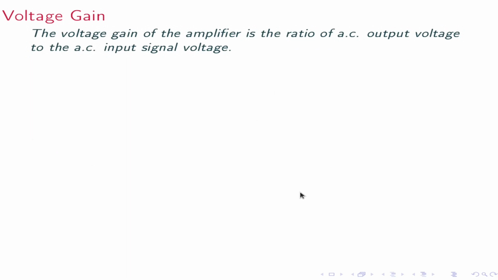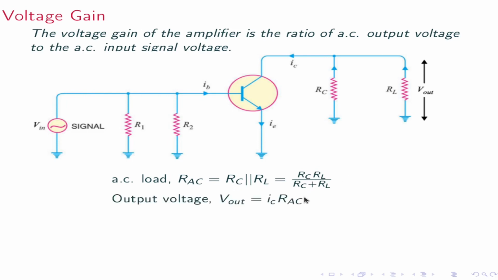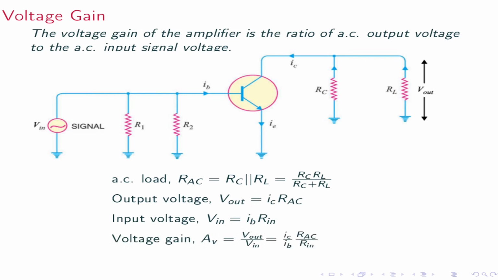Voltage gain of an amplifier is the ratio of AC output voltage to the AC input signal voltage. This is the AC equivalent circuit. AC load RAC is RC parallel RL, that is RC RL by (RC plus RL). Output voltage Vout is equal to IC RAC. Input voltage Vin is IB RIN. Voltage gain AV is Vout by Vin, equal to IC by IB into RAC by RIN. Beta is IC by IB, so AV is beta into RAC by RIN.